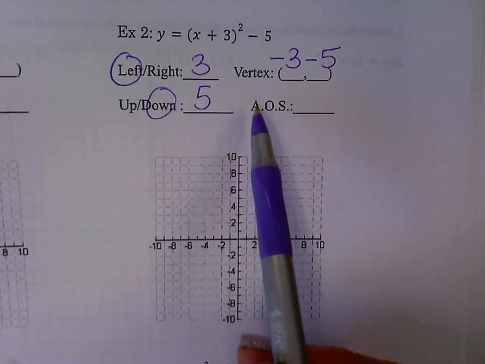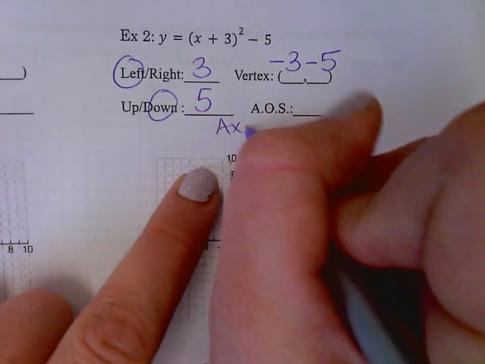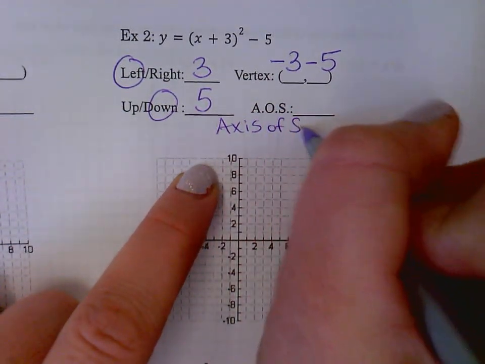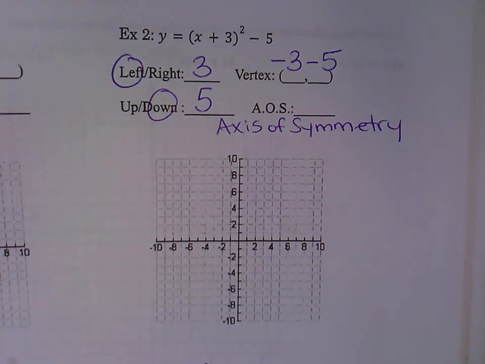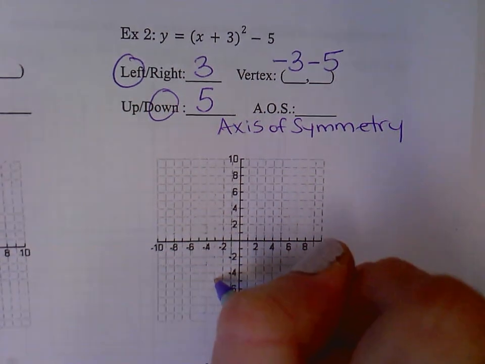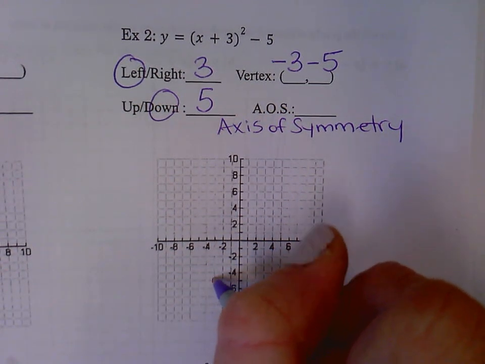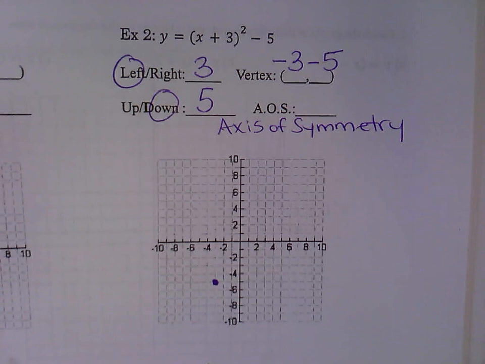I'll come back to AOS. It stands for axis of symmetry in just a minute after I graph this, but AOS, you might see LOS, line of symmetry. It's just an abbreviation. So I'm going to go to the point -3 comma -5. I'm realizing this is kind of a small grid here, so hope it doesn't strain your eyes.